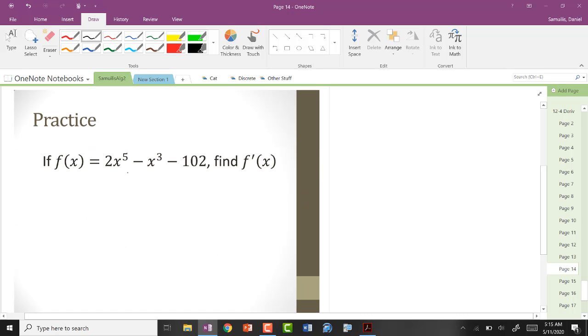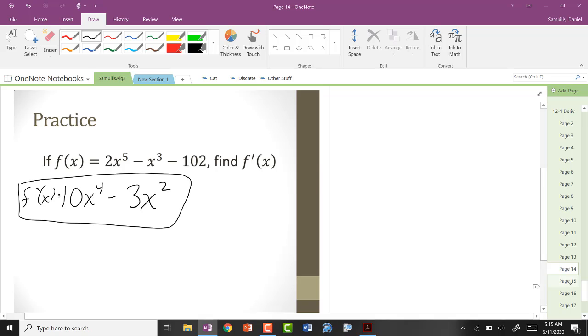All right, so given the function, find the derivative. That means you're finding the slope at any given point. Hopefully at this point, I don't need to show all the work. This should just be 10x to the 4th minus 3x squared. That's it. Answer: 10x to the 4th minus 3x squared.